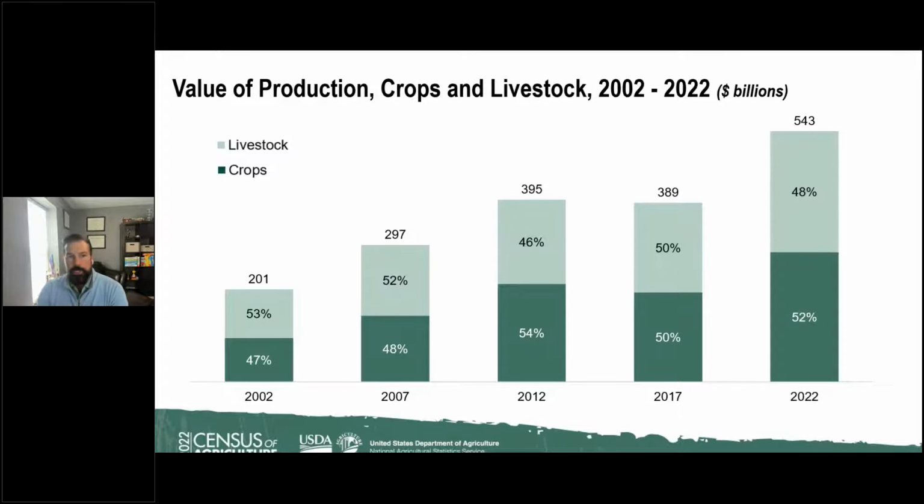In this stacked bar graph, we can see that the total value of production increased substantially from 2017 to 2022, up almost 40%. This was largely driven by near record high prices for many crop and livestock items during 2022. Next slide.